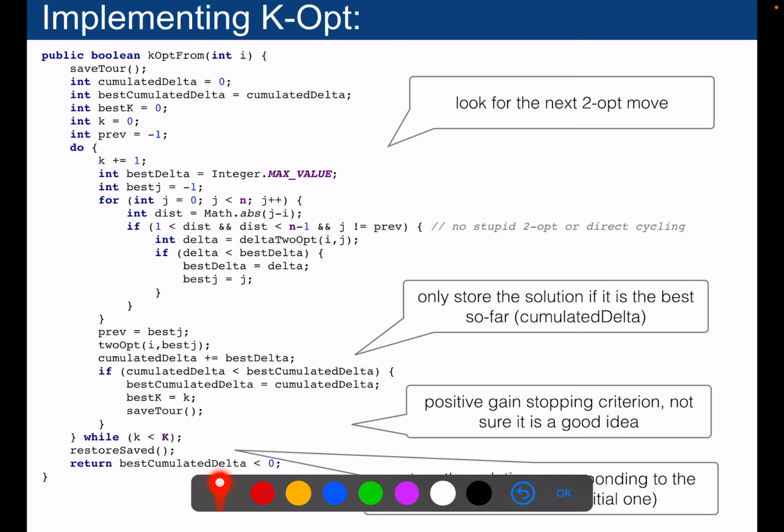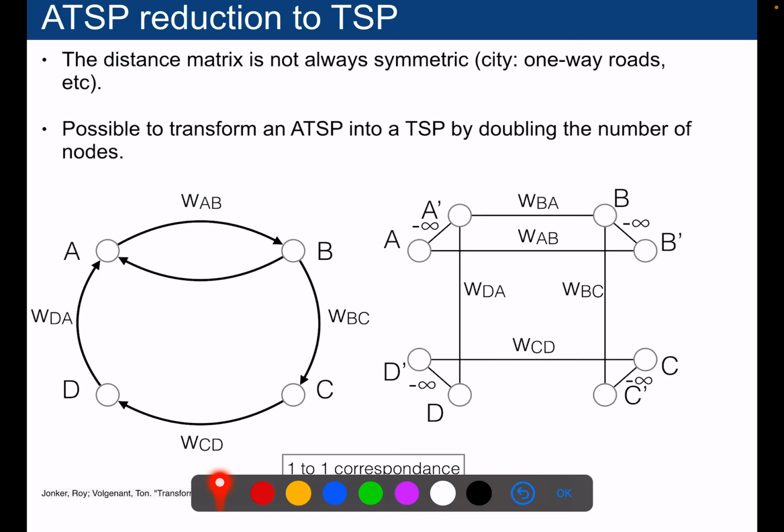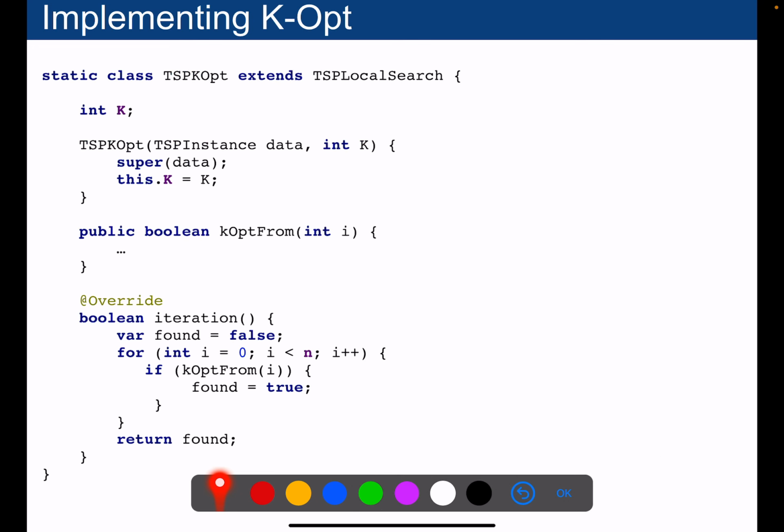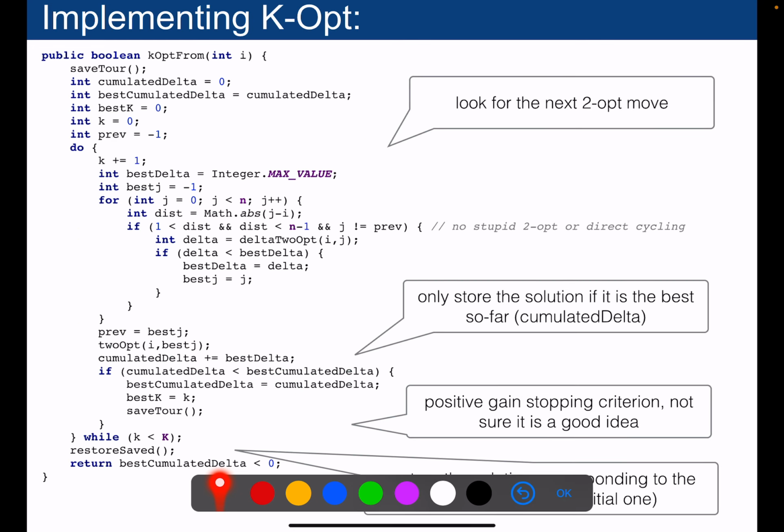Okay, and that one is exactly the same as before, right? The delta 2-opt between i and j is exactly the same as the delta that we have for the traditional 2-opt move that we have seen before.